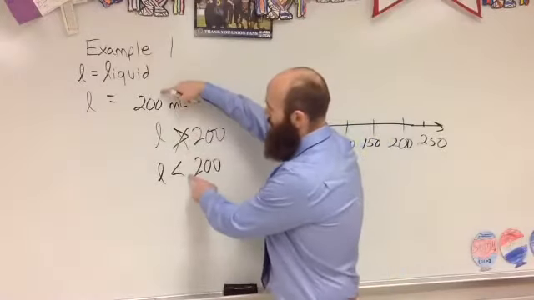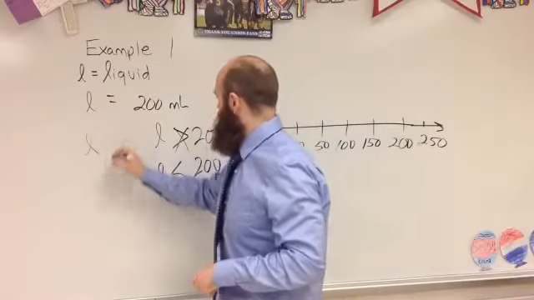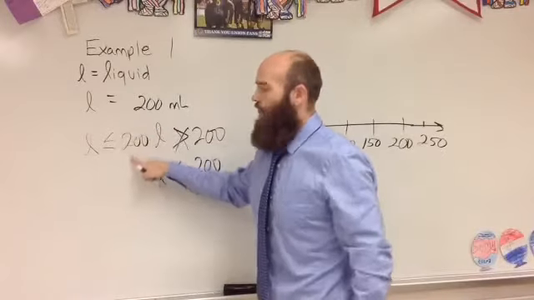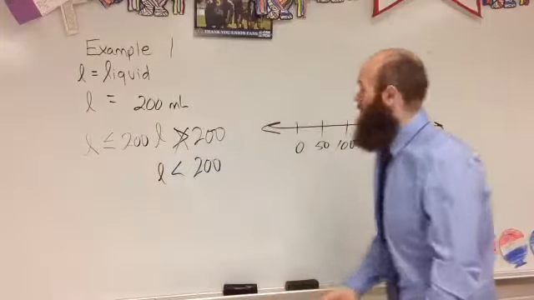Now, we can take these two symbols and combine them, and we could have liquid is less than or equal to 200. All right, and this is how we would represent the inequality of liquid that he could fit in his beaker.